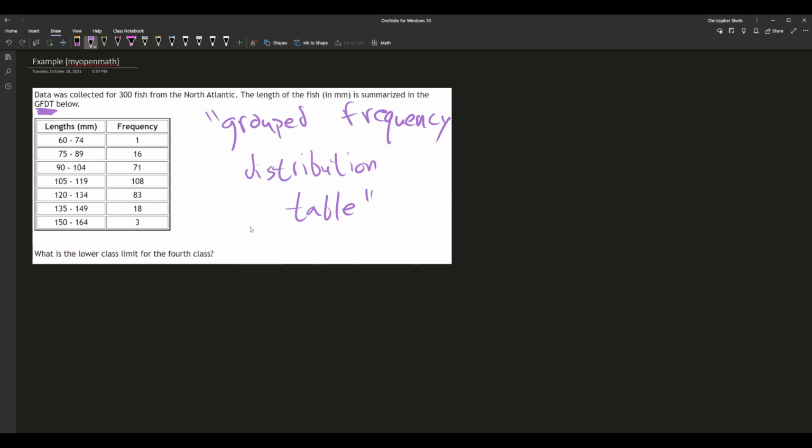And the question here is, what is the lower class limit for the fourth class? Here we just want to determine which class is the fourth class, first of all. And to determine this, we just go down the list here. 1, 2, 3, 4. So this is my fourth class. From here, I just want to say, what is the lower class limit? Well, the lower class limit is just this, 105.